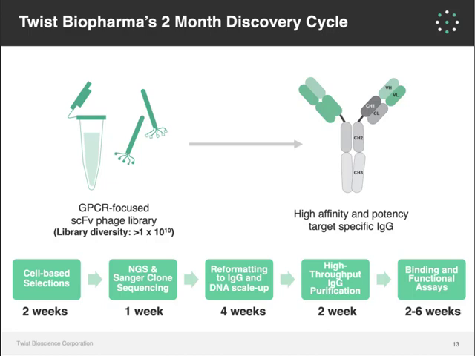Because we're at Twist, and we can make large numbers of genes, we can reformat up to 100 or 200 different antibodies directly to IgG, scale up that DNA, and go directly into the production of small amounts of IgG for doing binding assays as well as functional assays. So in a matter of 2 to 3 months, we can go from our initial target all the way to potentially a functional anti-GPCR antibody.